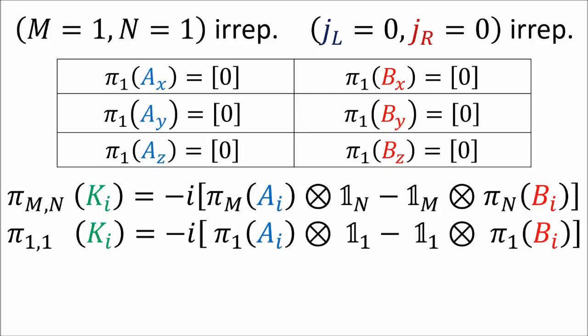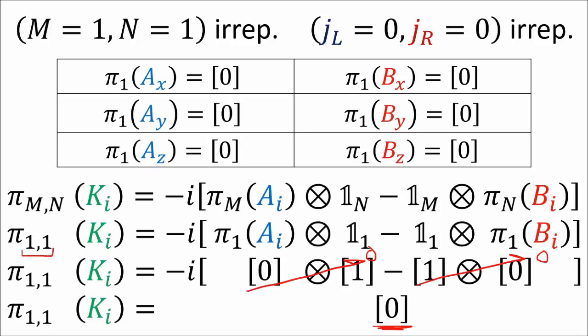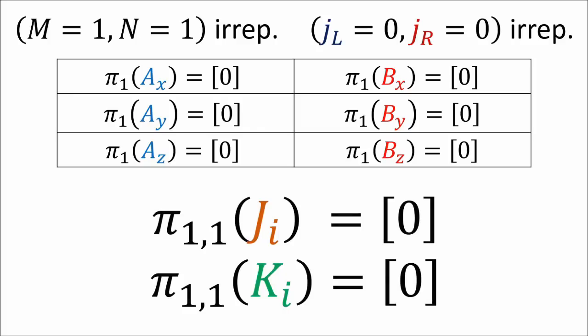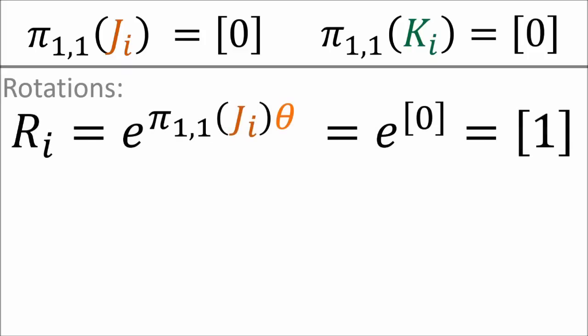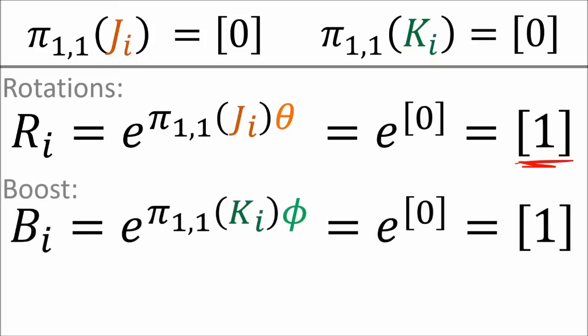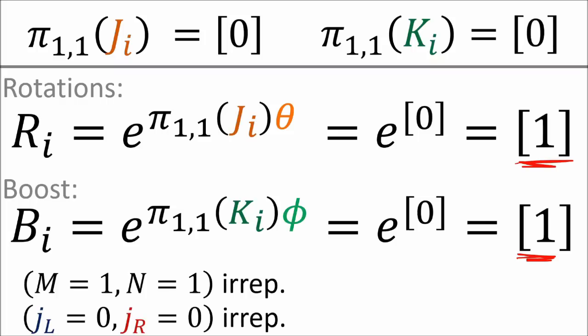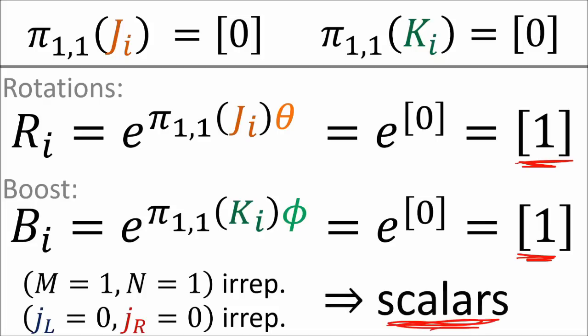The same is true for the representations of the boost matrices. So for the m equals 1, n equals 1 representation of SL2C, all the generator matrices are 0. When we exponentiate these generator matrices to get matrices in the Lie group SL2C, we just get 1-by-1 identity matrices. What this means is that particles which transform under this representation are completely unchanged by rotations and boosts. These transformations are equivalent to just multiplying by 1. For this reason, objects that transform under this representation are called scalars. They look the same in all reference frames.